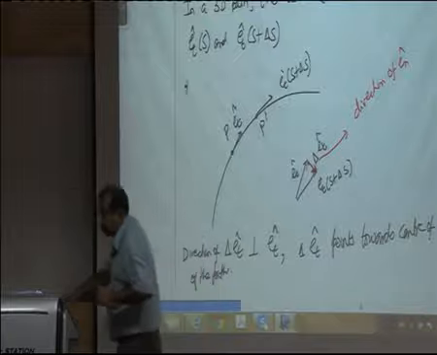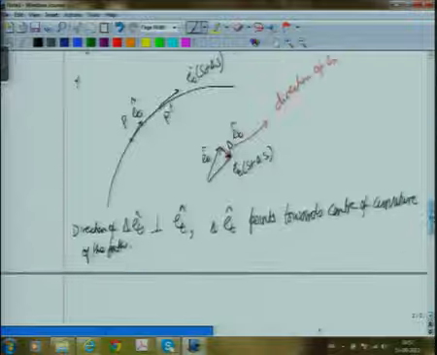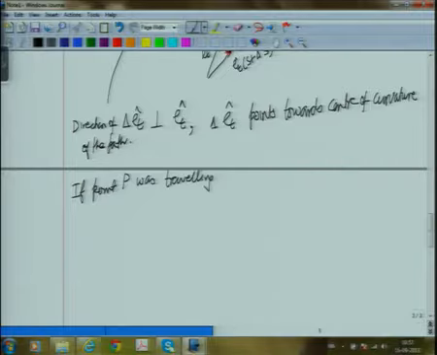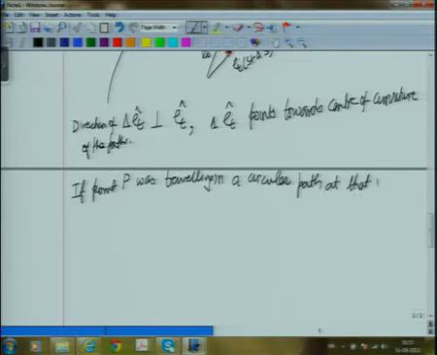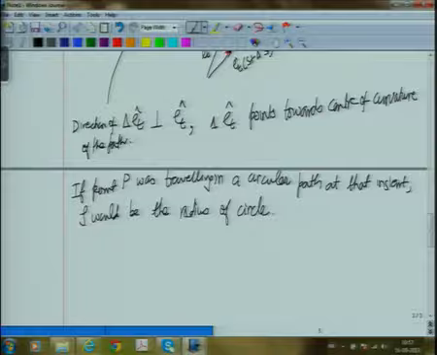So, physically, what this means is, if the point P was traveling in a circular path at that instant, rho would be the radius of the circle.